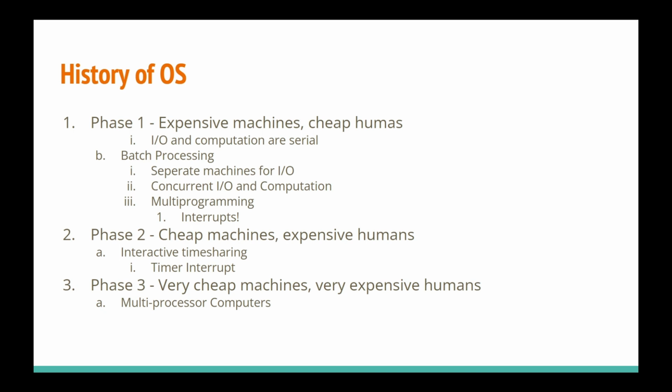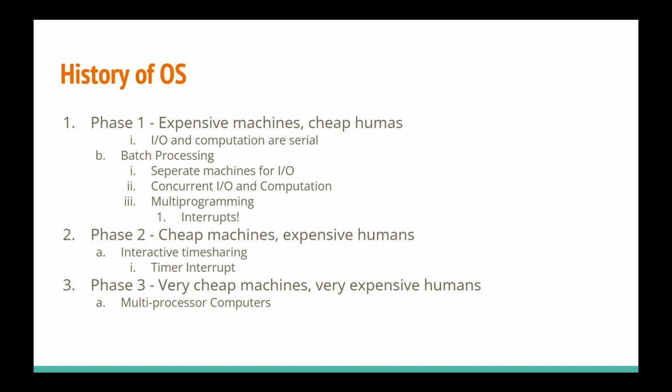And then there's phase 3, which is very cheap machines and very expensive humans. This is where things like the personal computer come in, and this is also where a lot of things come in and out of style again. So there were a lot of single-user machines again, so that means people tried to get rid of protection, but in getting rid of protection, they realized, oh my god, it turns out I still need protection from other processes, not just other users, so they have to re-implement all of that again.